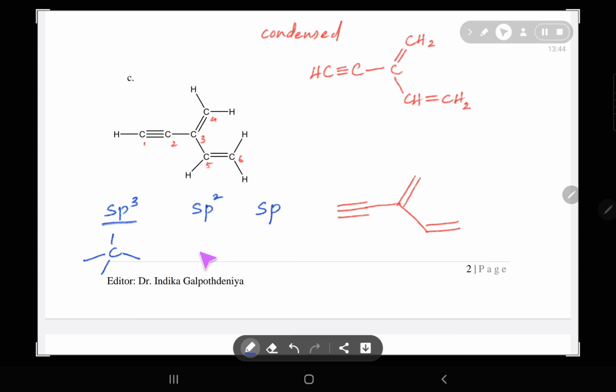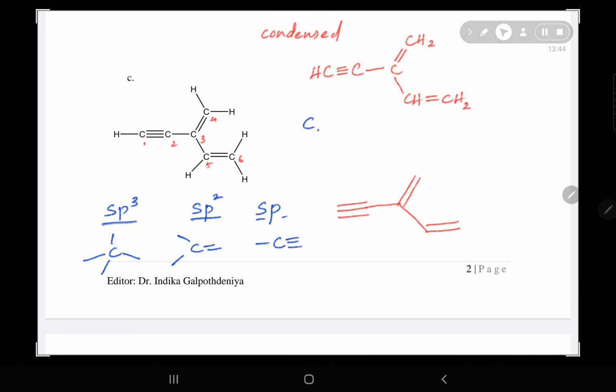If a carbon has a carbon-carbon double bond, that carbon has the sp2 hybridization. If a carbon has two pi bonds or a triple bond, that carbon actually has the sp hybridization. Okay, so let's look at the hybridizations.